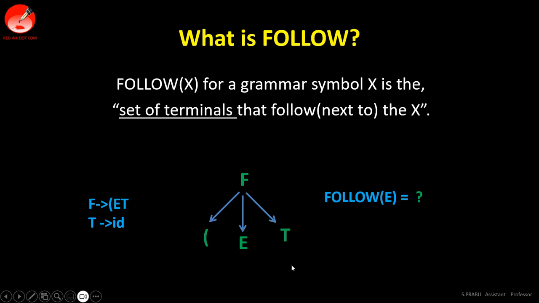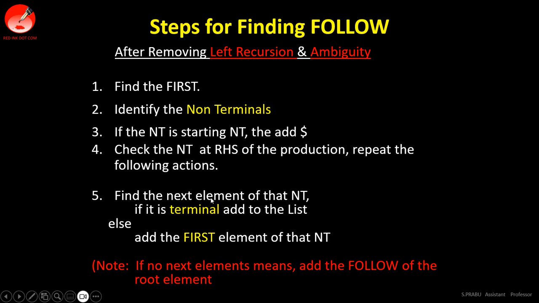If the next element is a non-terminal, I try to find the first of capital E. In this example, the first of capital E is ID. So instead of T, I can put ID here. So the following element after E is ID. Suppose there is no element after capital E, in that situation you can add the follow of capital F in the follow of E. The follow of capital F is close bracket, so I add close bracket as the follow of E. So using these three rules repeatedly, you can easily find the follow element of any given grammar.